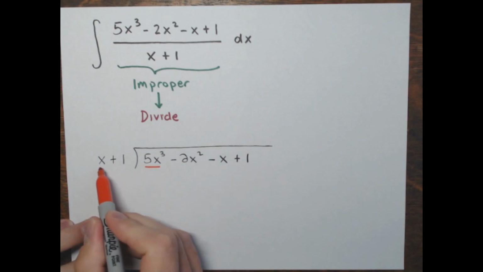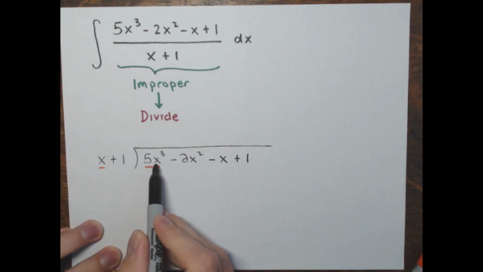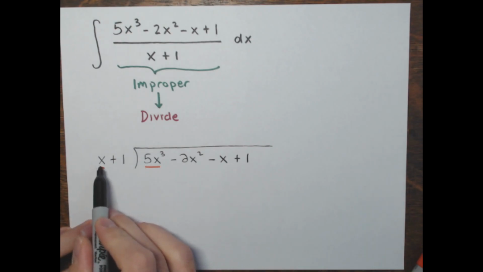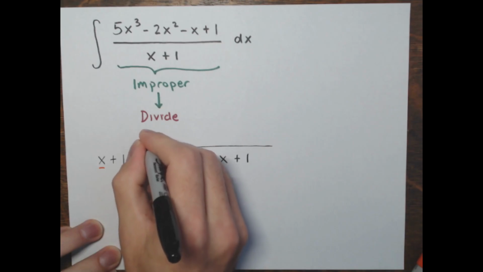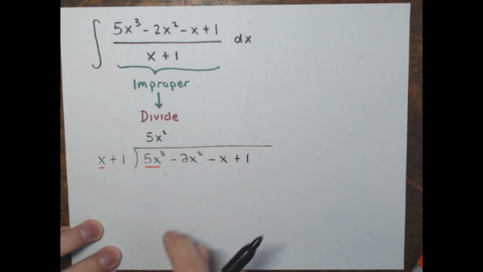First, you divide the lead terms. 5x cubed divided by x. So that would be 5x squared. I'm going to put that up here above the bar here. This is where your quotient is going.